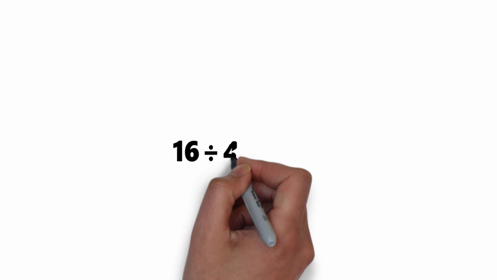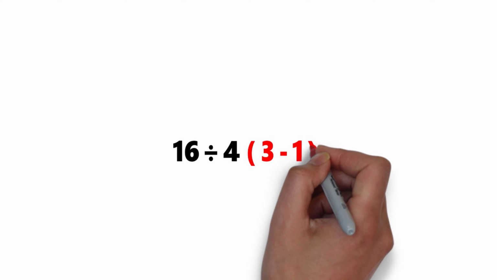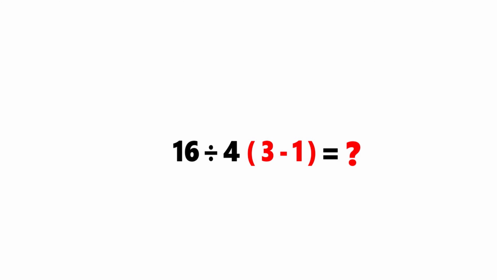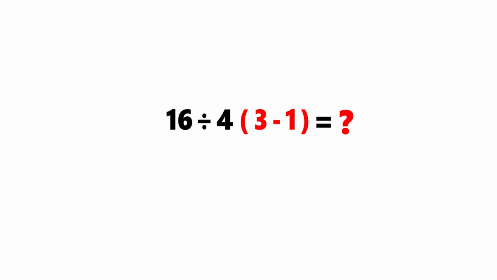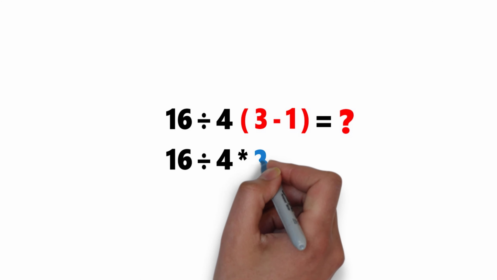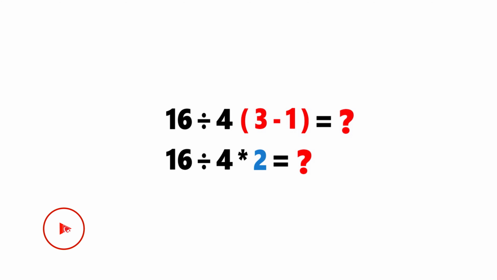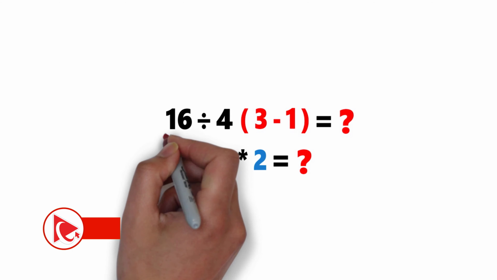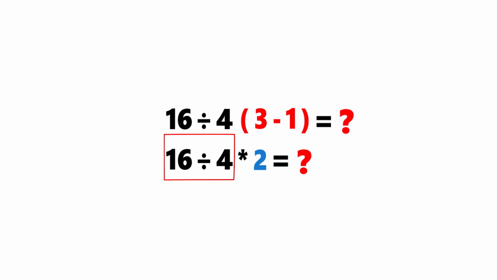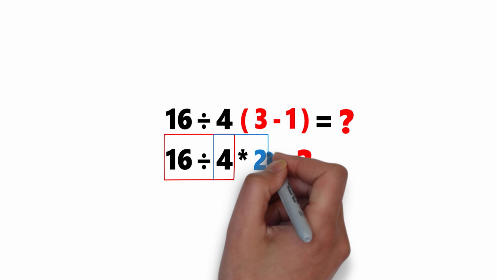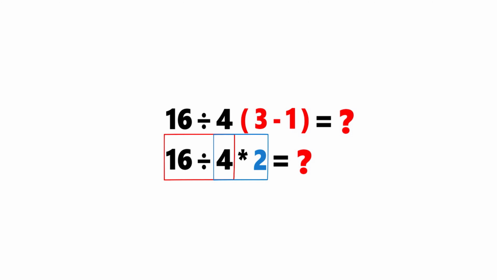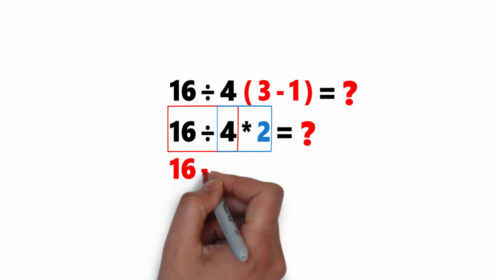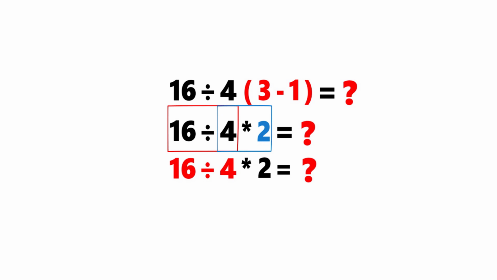Based on this information, the first step in the calculation would be subtracting 1 from 3, because these are the values in parentheses, and the result of this calculation is 2. The question is, what are we going to do next? We have a choice of dividing 16 by 4 or multiplying 4 by 2, and the correct answer here is that we need to divide 16 by 4 as a second step.